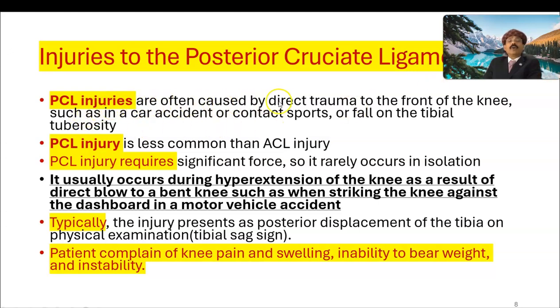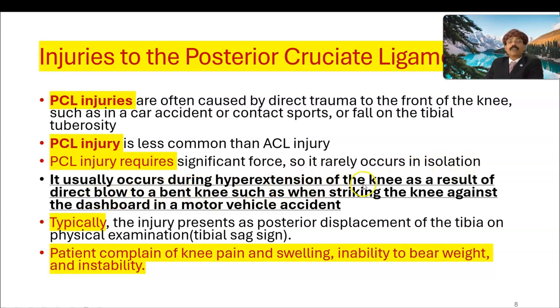PCL injuries are often caused by direct trauma to the front of the knee, such as a car accident or contact sport, or a fall on the tibial tuberosity directly. PCL injury is less common than ACL injury. PCL injury requires significant force, so it rarely occurs in isolation.